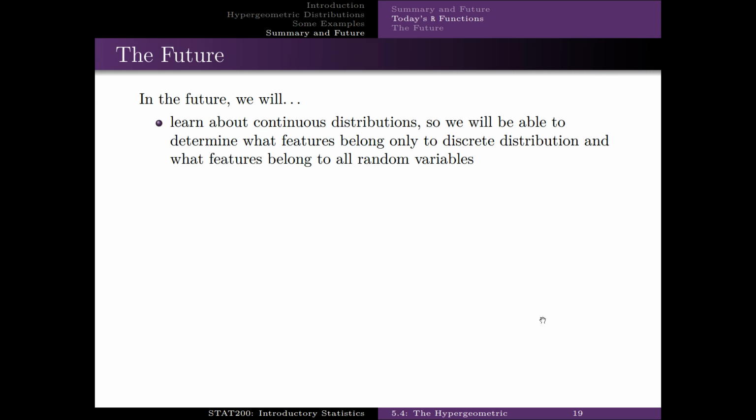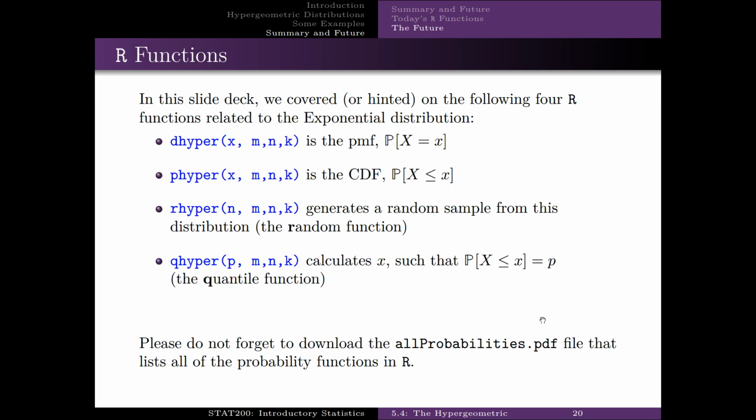In the future, this lecture is the end of the discrete distributions. The future will be continuous distributions. That'll start with chapter 6. We've got the 4 R functions. All of them have the stem of hyper for the hypergeometric. They all require you to specify M, N, and K.